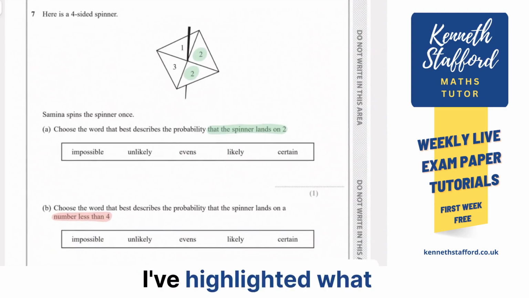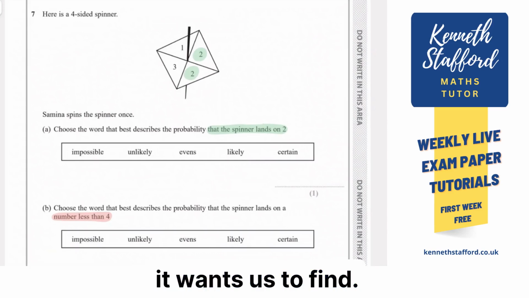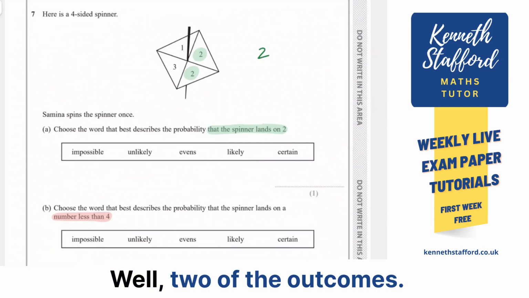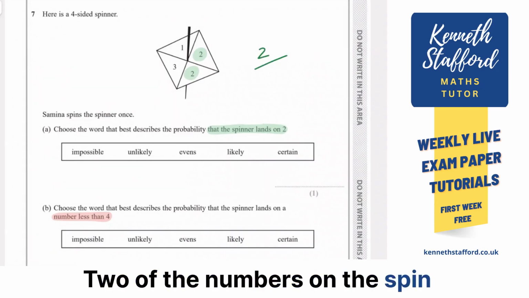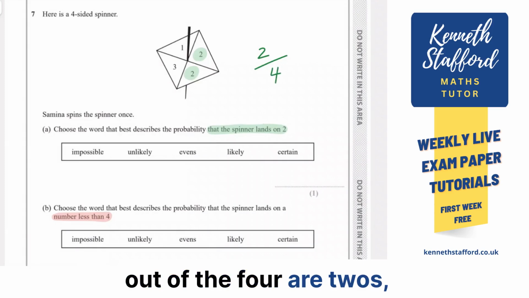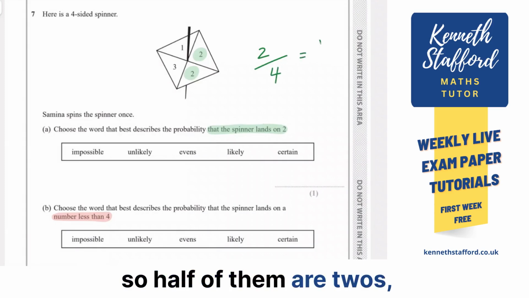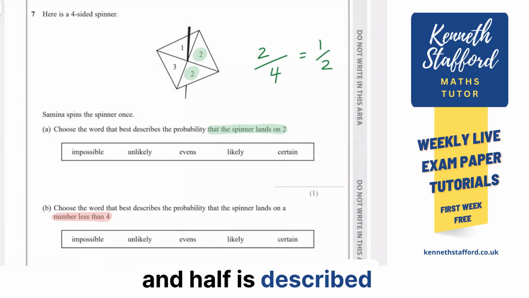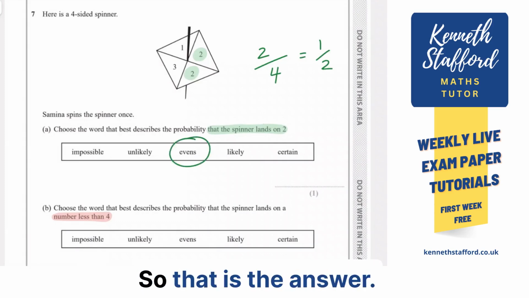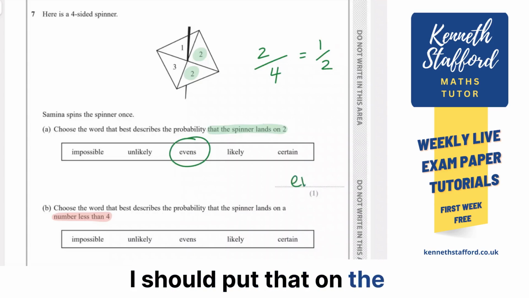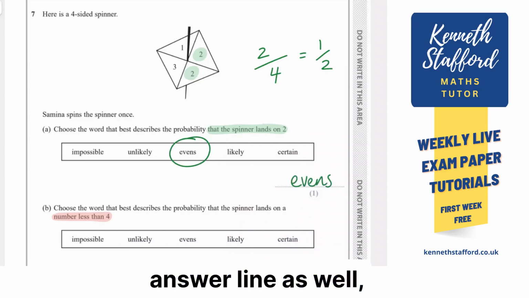Question 7, again, I've highlighted what it wants us to find. The probability that the spinner will land on a 2. Well, 2 of the outcomes, 2 of the numbers on the spinner out of the 4 are 2s. So half of them are 2s, and half is described as an evens chance. So that is the answer. I should put that on the answer line as well.